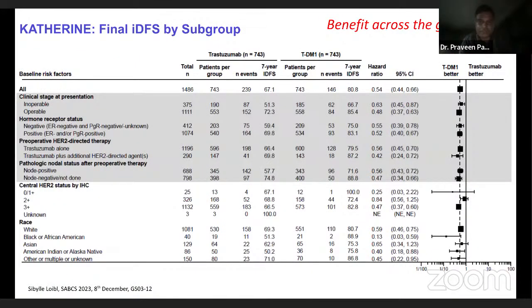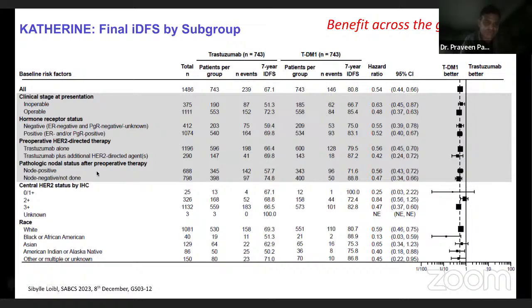So basically all the subgroups, whether ER/PR positive or negative, trastuzumab alone or trastuzumab plus additional HER2 therapy, mainly pertuzumab, they get benefit, node positive or node negative. We usually say that for a node-negative patient with residual tumor, maybe not to offer T-DM1, but still, if they have residual disease, that indicates bad biology, and they benefit from the addition of T-DM1.